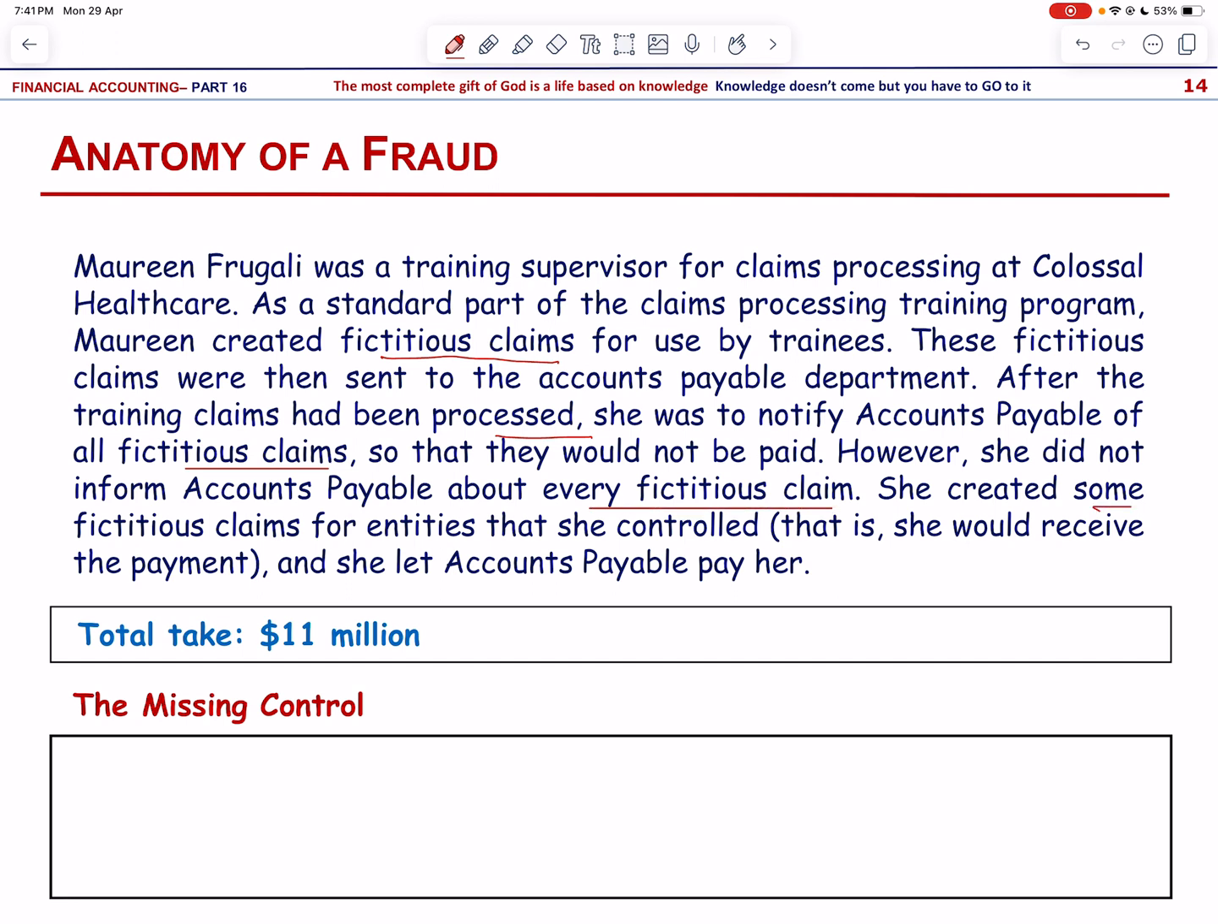She created some fictitious claims for entities that she controlled. That is, she would receive the payment and she let accounts payable pay her. So the total take was 11 million in this fraud. So the missing control here is establishment of responsibility. The healthcare company failed to establish clear responsibility for authorizing and approving claims transactions. The training supervisor should not have been allowed to create claims in the company's active system.